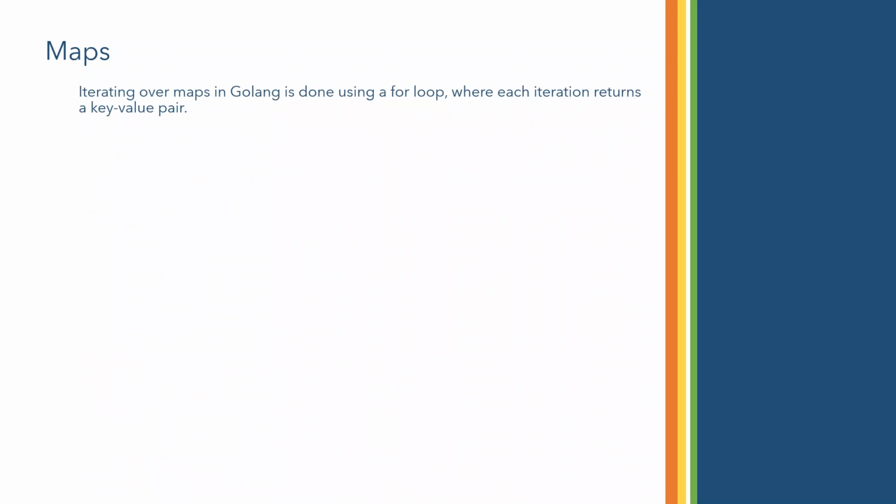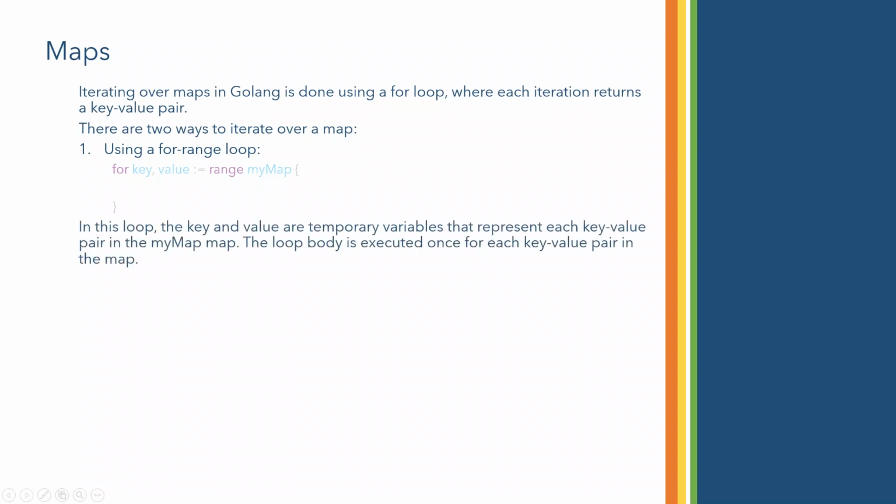So how can you iterate over maps? There are two ways we can iterate over maps. One is using a for range loop. In this case, for key, value, colon equals, range map variable. Here key and value are temporary variables which are just created and will be used within the block of this range code.